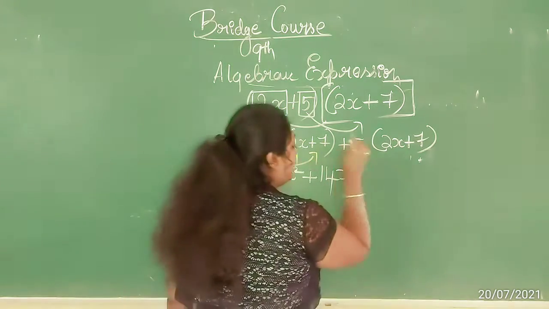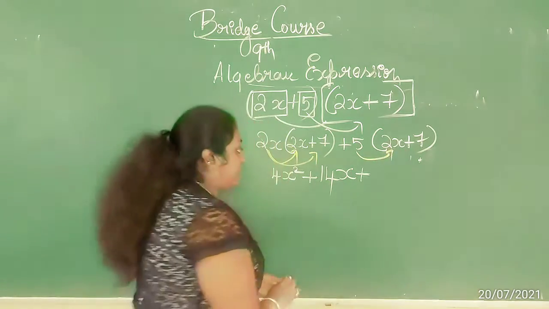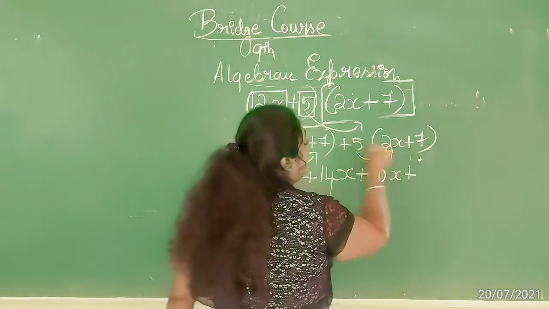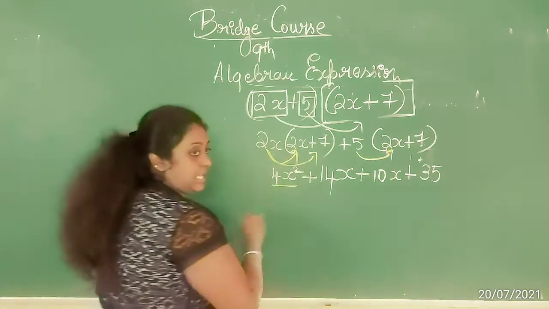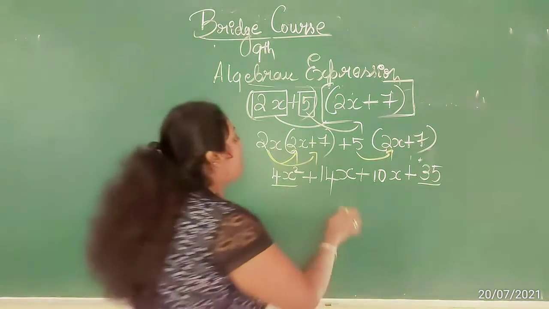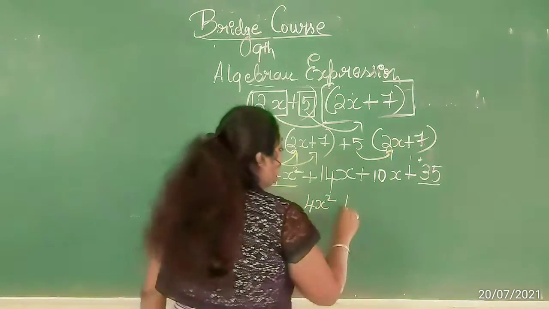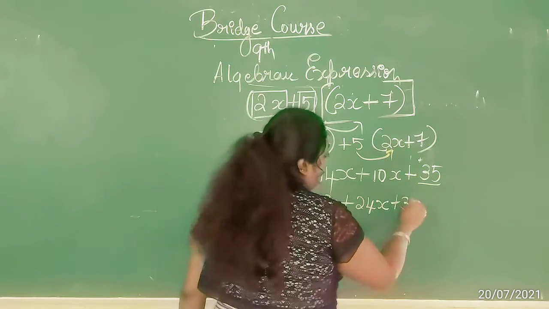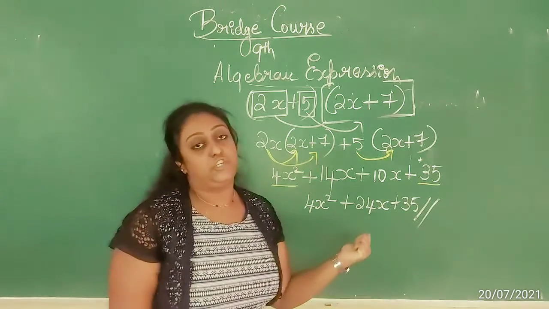Okay. Again here is what? 5. Now 5 into 2 is how much, children? 5 into 2 is 10. How many x are there? Only 1 x. Plus 5 7s are 35. Again look at here. This 4x square is separate. 35 is separate. Here x and x, they look like common terms. Now you are supposed to add them. So I will write 4x square plus 14 plus 10 is 24x plus 35. Got it?